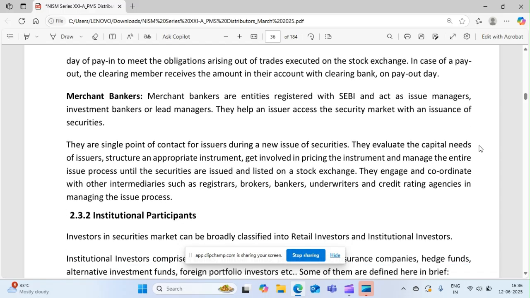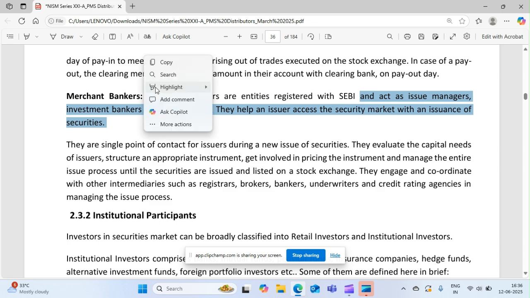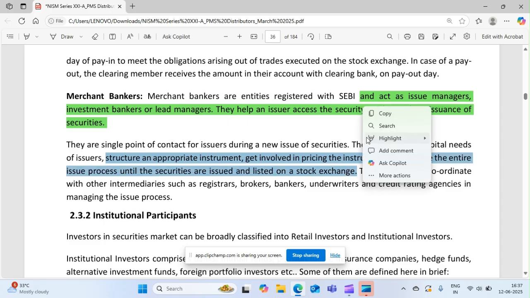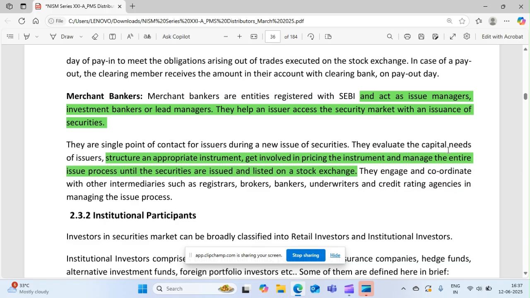Merchant banks are registered with SEBI and they act as issue manager, investment manager, lead manager. They help an issuer access the security market with the issuance of security. That is what they do, right? And they are the single point of contact during new issuance. They evaluate the capital needs. So basically, with multiple activities, they help structure an appropriate instrument, get involved in pricing of the instrument, and manage the entire issue process until securities are listed on the stock exchange. So they are the ones who help companies list their securities on the stock exchange, right?